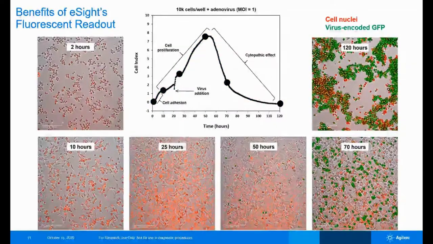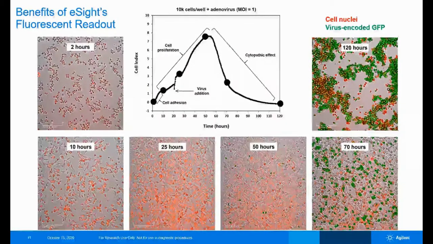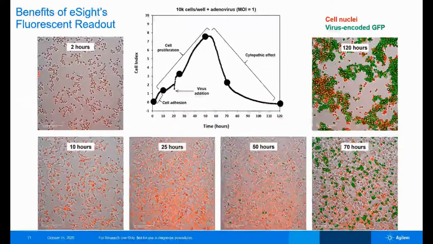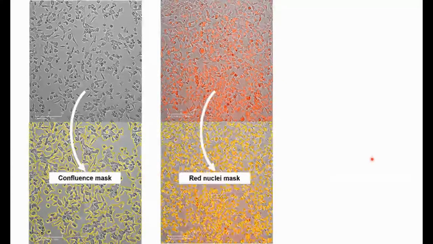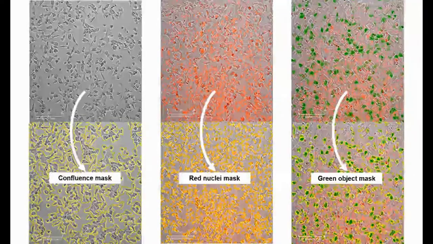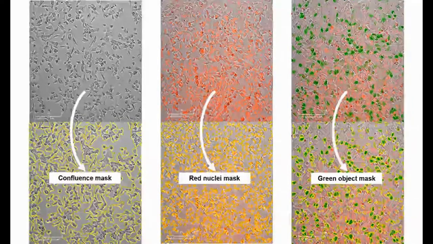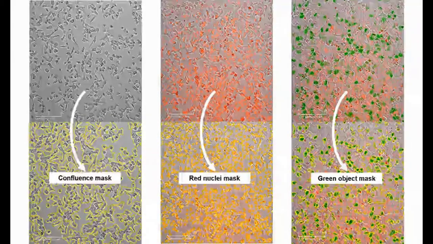We see the cell nuclei in red and the virus-encoded GFP obviously here in green, increasing in intensity over time. So the benefit is that we don't just get prettier pictures, but we can also pull quantitative information out of those images. If we're using bright field alone, we can track changes in percent confluence over time. But now with the red nuclei, we can count the number of cells that are present over time. And with the green signal, we can do things like count the number of cells that are infected, or if we quantify the intensity of the green signal, we can literally watch the replication of the virus.